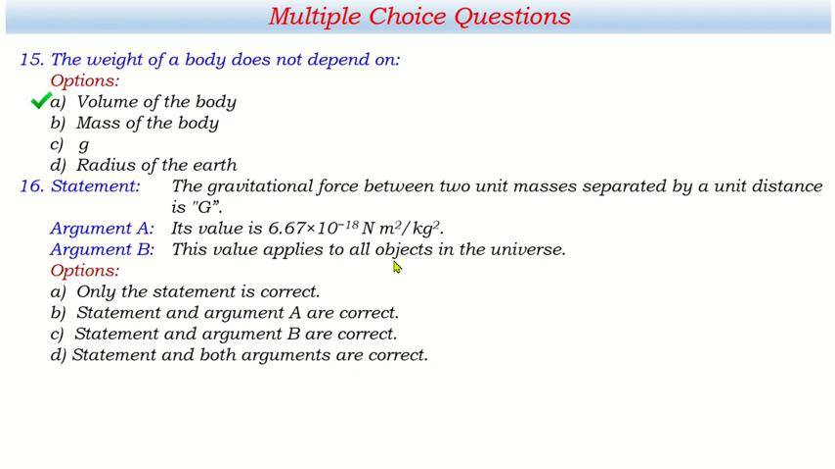Argument B: this value applies to all objects in the universe. Yes, this is correct. It means the statement is correct, argument B is correct. Only the statement is correct? No. Statement and argument A are correct? No. Statement and argument B are correct? Yes, this is the correct option.